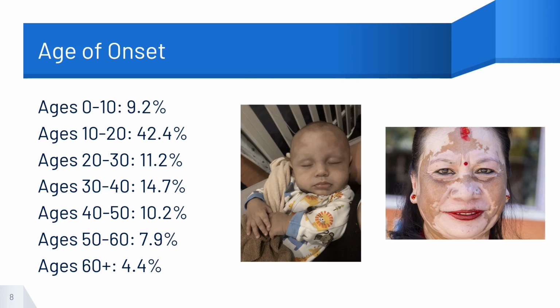The earliest vitiligo development was immediately after birth, and often the onset in older individuals was brought about by some type of stress, whether emotional or physical, that resulted in the expression of the autoimmune disease. However, those that develop the condition in the formative years of their adolescence, such as between the ages of 10 and 20, report a higher percentage of bullying and low self-esteem.